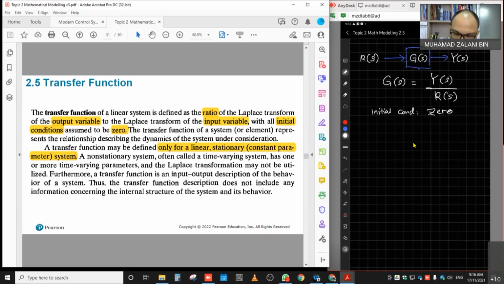So let us consider the previous example, which is the spring mass damper system. Let us consider the case of the spring mass damper system with zero initial condition. We have seen this equation in our previous discussions.